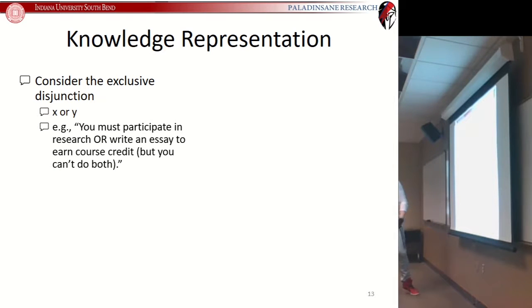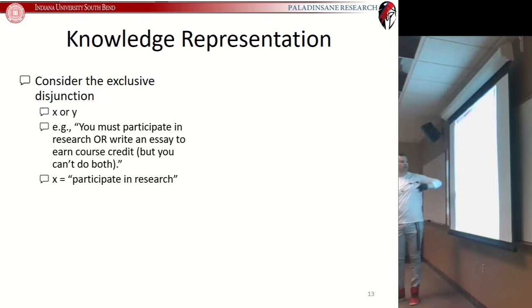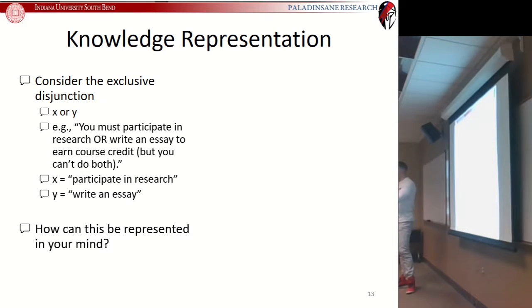So the exclusive disjunction, give you another example: you must participate in research or write an essay to earn course credit, but you can't do both. That's another example of the exclusive disjunction. That's something you might have come across in your general psychology course that you first took. And again, what that means is you can either do X or Y. So in this case, X is participate in research, Y is write an essay, and you can do one or the other in order to earn course credit, but you can't do both in order to earn course credit.